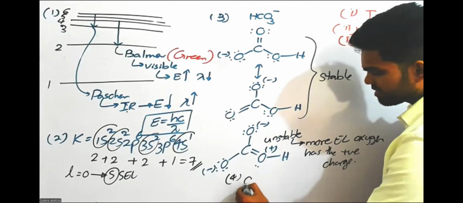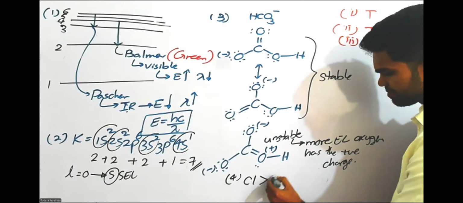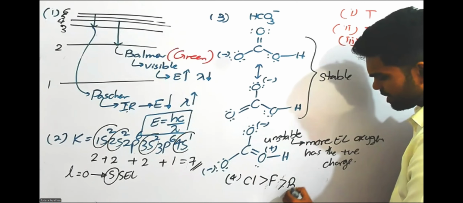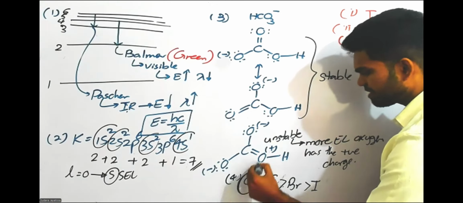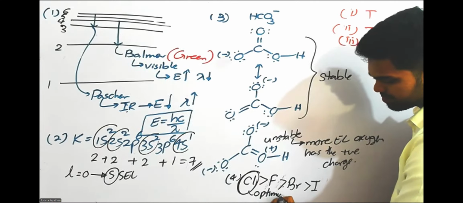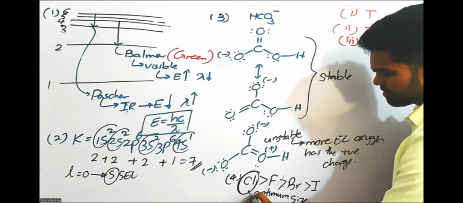Electron affinity changes. Chlorine is the highest affinity. Then you have fluorine. Then you have bromine and iodine. Chlorine is the one with the highest affinity. Why? Because it is having the optimum size.